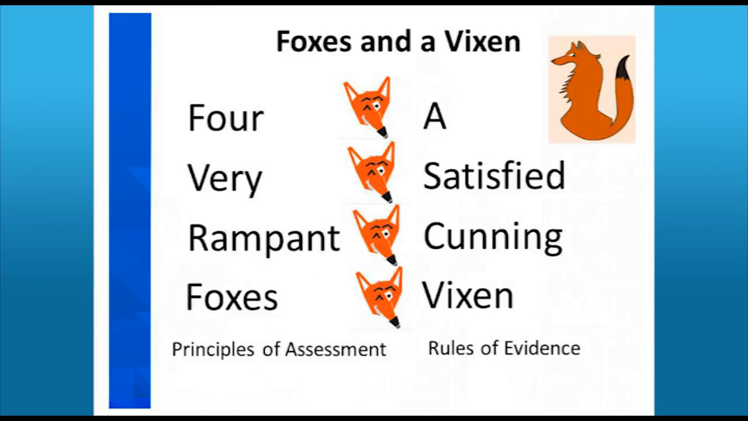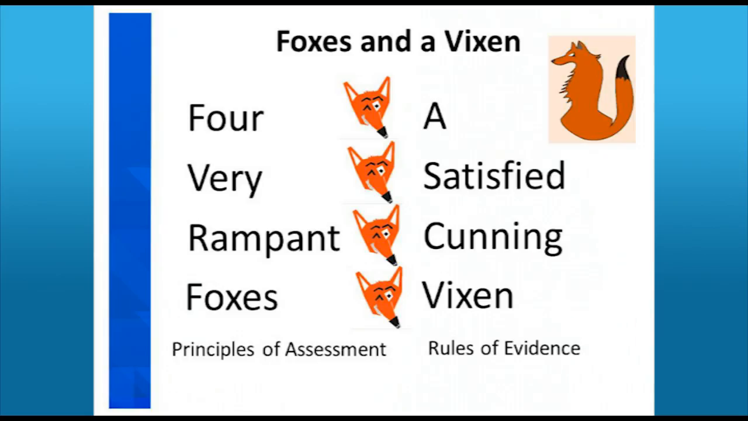I always talk about foxes and vixens, and it's one way that I remember the principles of assessment and rules of evidence, because these underpin what sits in validation. You must know this inside out. As good trainers and assessors, you should know about the foxes and the vixens. Now, I have a very rude way of saying the foxes, but I've toned it down here because I'm working for the department. But I talk about 4 very rampant foxes, which are the principles of assessment. And then I've got a satisfied, cunning vixen. And they're my rules of evidence. So these are acronyms that I came up with years and years ago when I was talking to people about what principles of assessment are and what the rules of evidence mean. You've got to be able to have these in your head inside out.